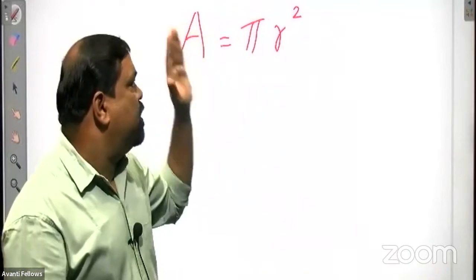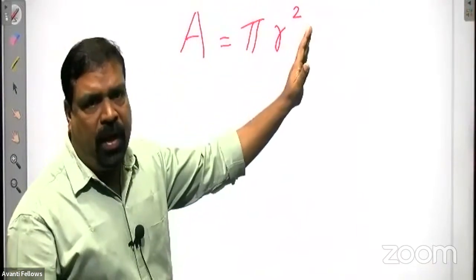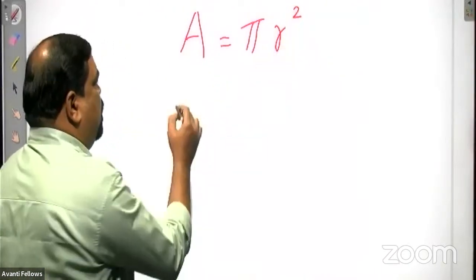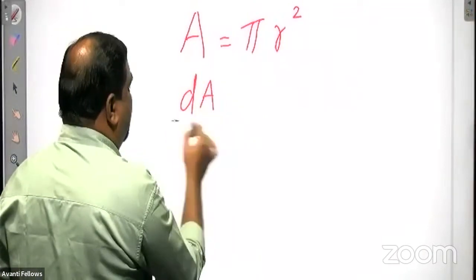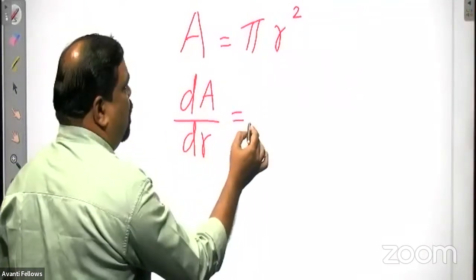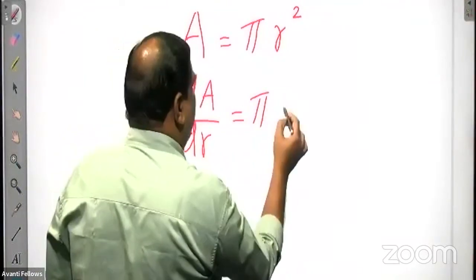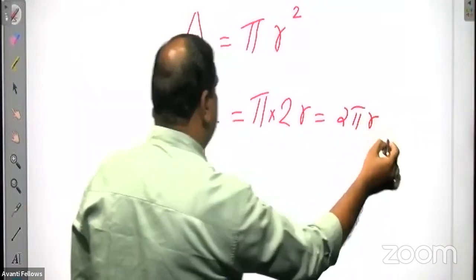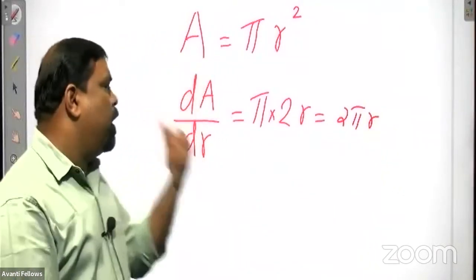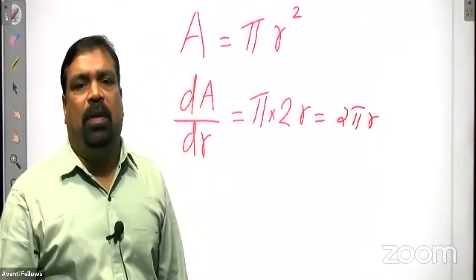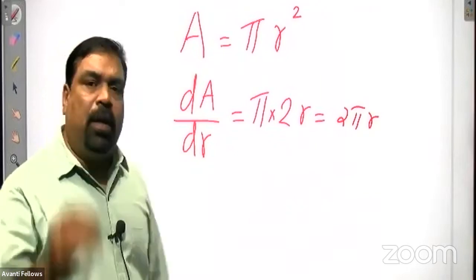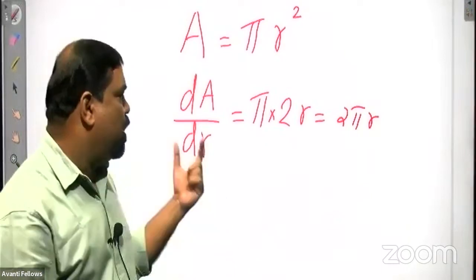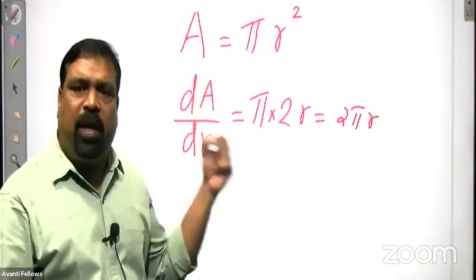So this is a function. This area is a function of r, the radius. So if I write dA by dr, you will get pi into the derivative of r square, that is 2r. Pi into 2r, you will get 2 pi r. So what does this dA by dr represent? This dA by dr represents the rate of change of the area with respect to the radius.